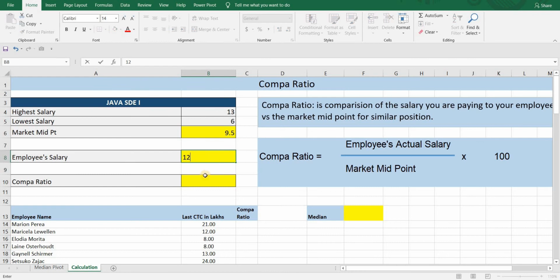Now, to calculate compa ratio against one particular employee, we will take employee's actual salary and divide it by the midpoint, and we get the percentage.